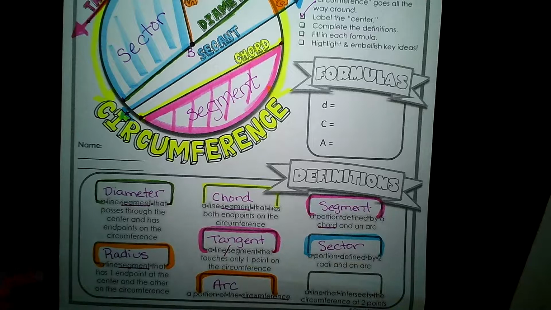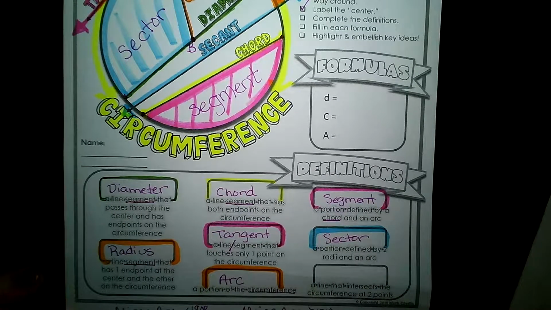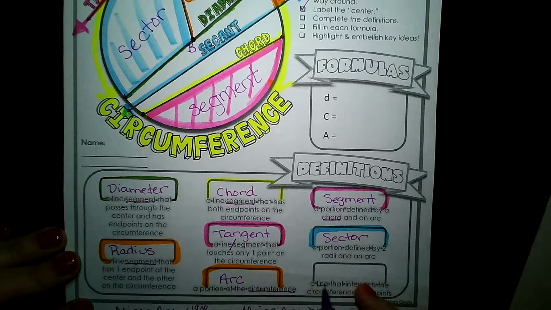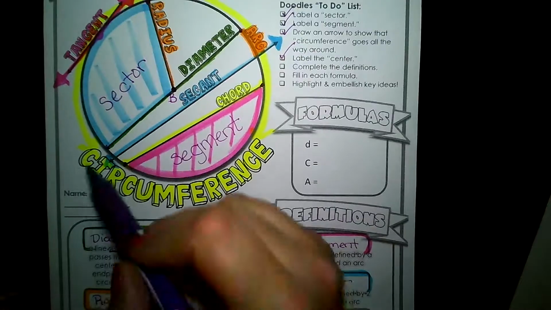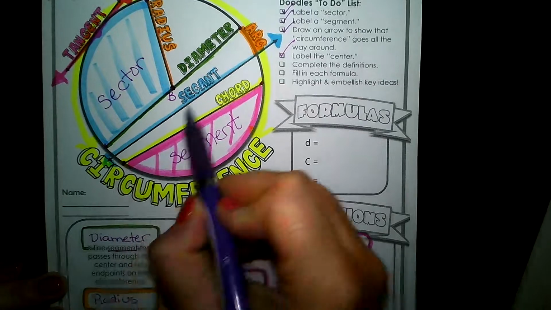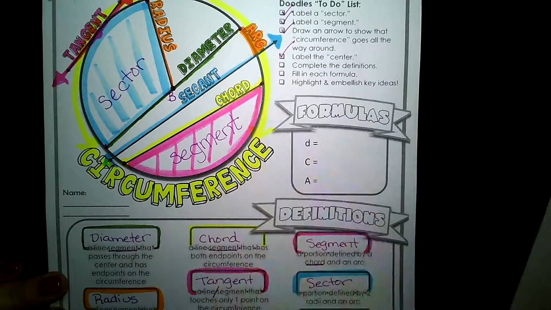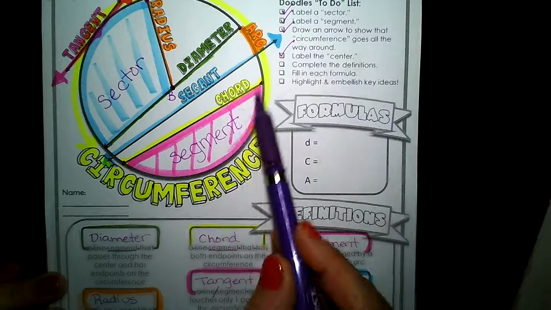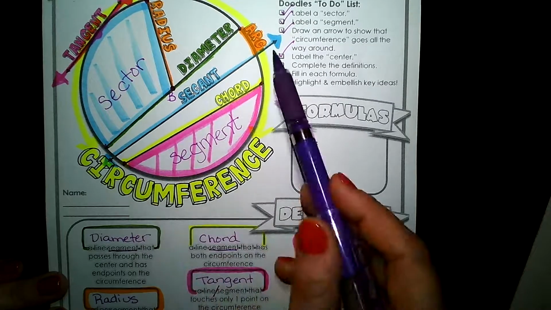Last but not least, a line that intersects the circumference at 2 points. It's a line, not a line segment, so it continues on forever and ever. That's our only vocabulary word left, the secant here in blue. It looks a lot like a chord. Remember, a chord has endpoints. A secant continues on forever.